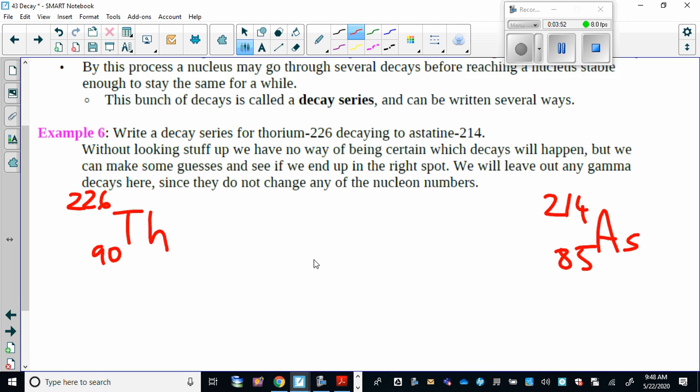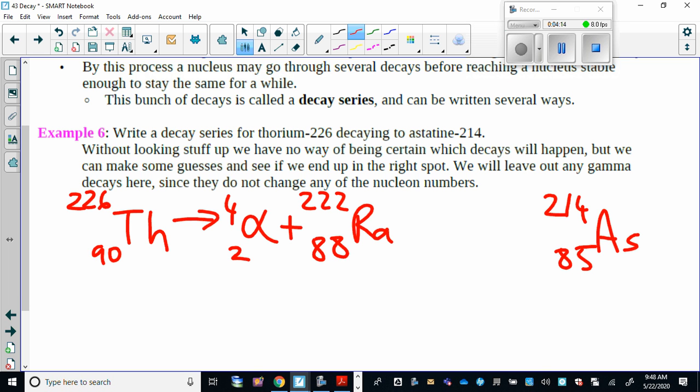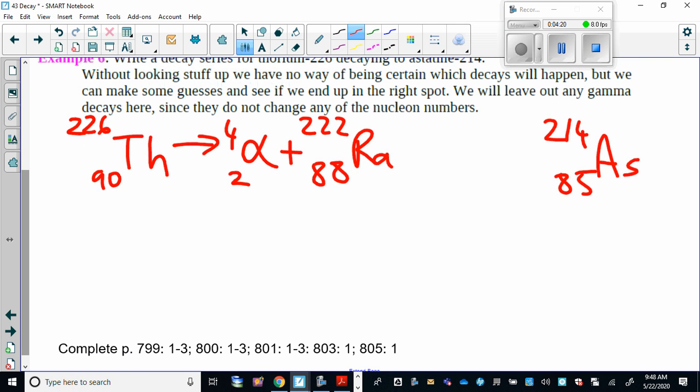So if this goes through alpha decay, 2, 4, then, and I don't have my periodic table here, so I have to use the one that I've got written here, it's going to become radium. Was that radium? 88. So now we're at an 88, sorry, 88. Let's take that 88, and then we'll put in our beta decay.